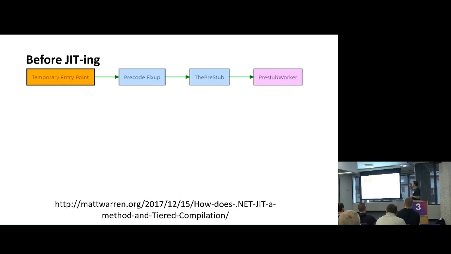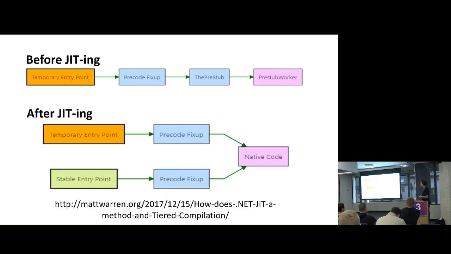So the first time you try to call a method, it comes through this route. It starts off at the temporary entry point because that's where it knows the method is, and it gets the pre-code fixup, the pre-stub, and the pre-stub worker is basically the bit that calls the JIT. So the first time it calls a method, it gets pushed through this series of stubs, and it ends up having the method JITted. Afterwards, when it's been JITted, it's done a few extra things. So we've lost the pre-stub now. It's lost that level of indirection.